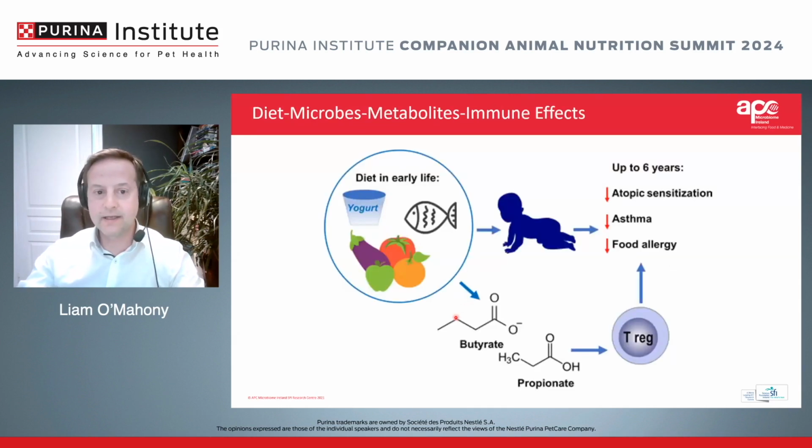So just to summarize this, the diet in early life is really important. And the diet that was associated with higher levels of short chain fatty acids was consumption of fruits, veg, yogurts, and fish. So we think that the yogurt is providing microbes, and the fruits and veg are providing fibers that the microbes can ferment in vivo to generate these short-chain fatty acids. And we've shown, and others have shown as well, that these short-chain fatty acids are very important for lymphocyte polarization to a regulatory response. And these then protect against atopic sensitization, asthma, and food allergy.